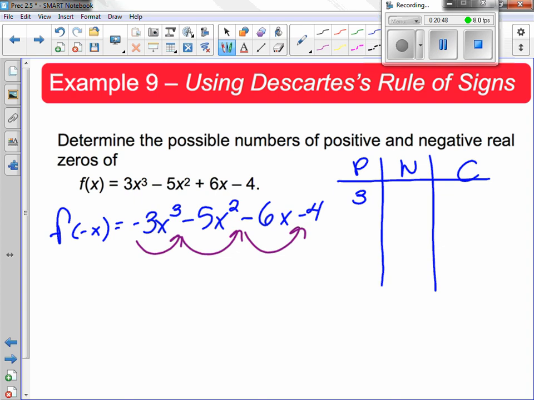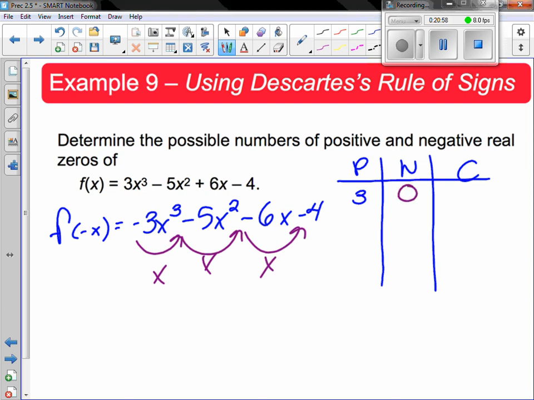Now let's see here. Did the sign change from here to here? No. So at most, we're going to have 0 negatives. So here they're all positive. Now how many possible solutions should we have? 3, yes? So if I have 3 positive, 0 negative, I should have how many complex? 0, because I have all 3, yes?